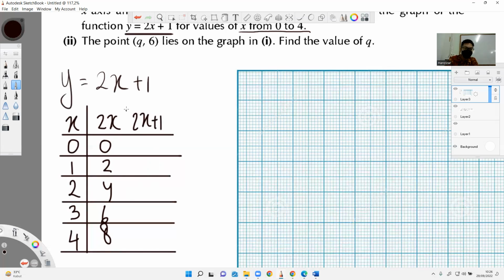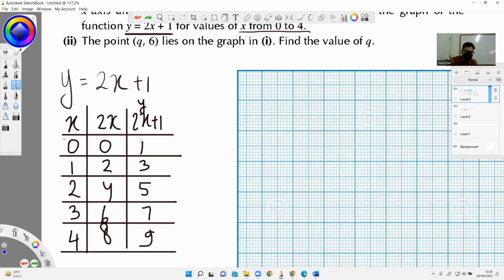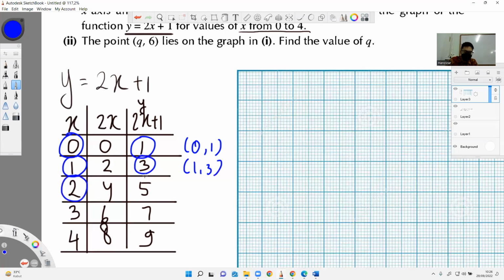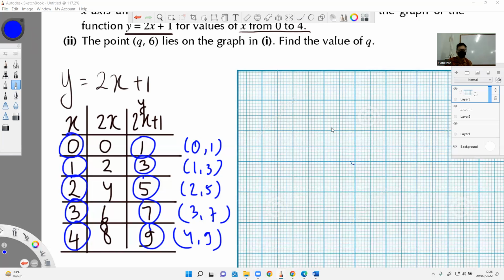Any questions so far? So 2x: 0 plus 1, 2 plus 1, 4 plus 1, 6 plus 1, 8 plus 1. And then what is the point? So this is already y, right? So plot the points. What are the points? 0, 1. Right? You look at the edges. x, comma, y: 0, comma, 1; 1, comma, 3; 2, 5; 3, 7; and then 4, comma, 9. Can you just directly plot it? No. You have to look at the scale.